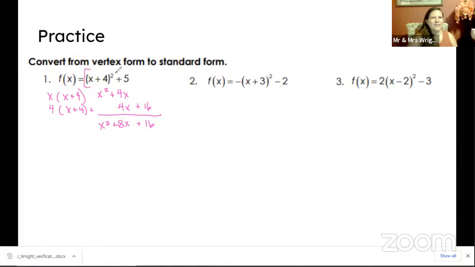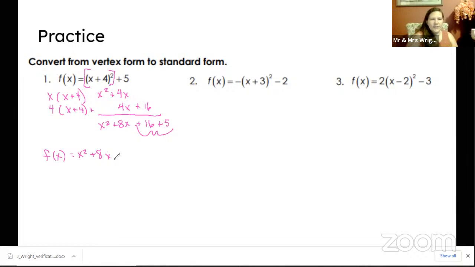Now we need to plug this into our equation here. We've completed this much of it. So all we have to do to this equation, it looks like, is add 5 to the end. So instead of rewriting it, I'm just going to add 5 right here at the end. Okay, and then I want to combine my like terms, and I'm going to have f of x is x squared plus 8x, and then 16 plus 5 should be 21, but let's just double check. And it is.